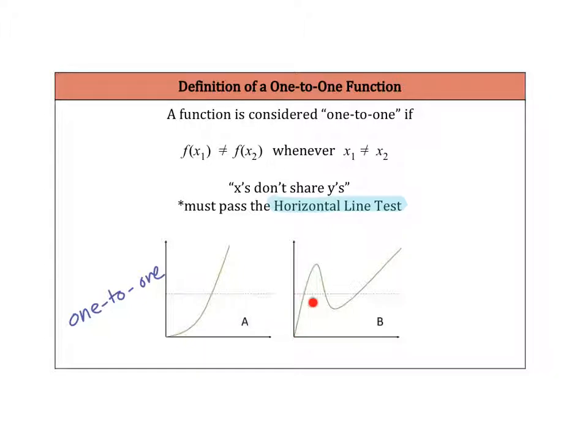But if you look at this next one, it does not pass the horizontal line test, because you can see right here, your graph is actually crossing 3 different times. That means that this x value has the same y value as this one, which has the same y value as this one. So we say that this is not one-to-one. And this will be important when we start talking about the inverse of a function.